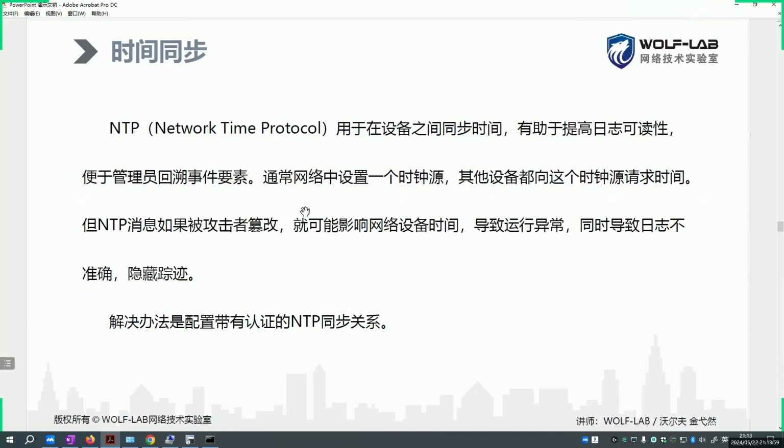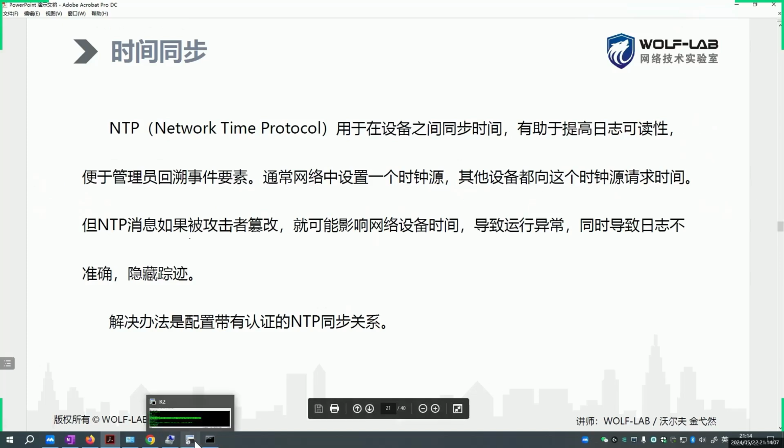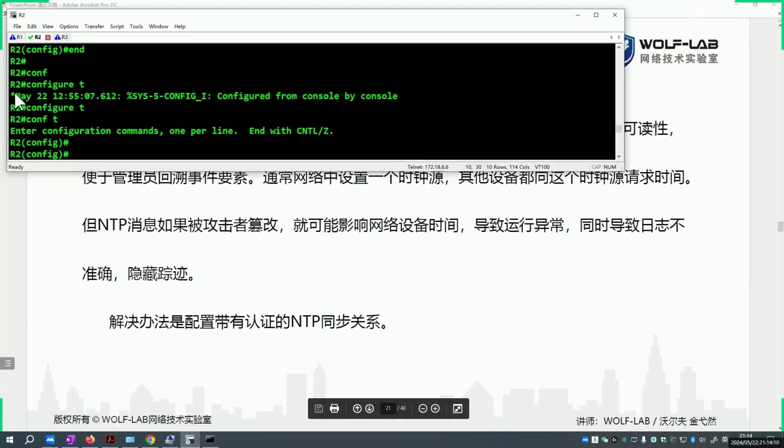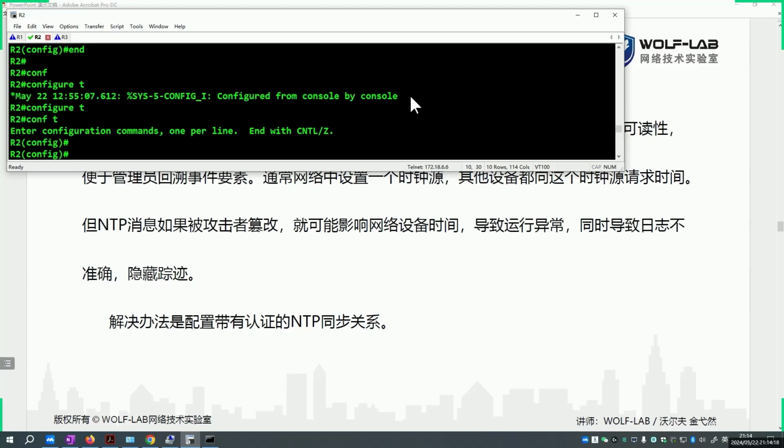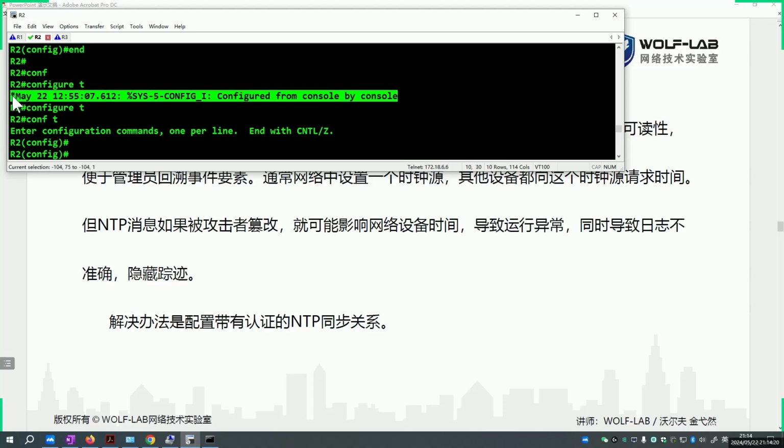In this way, all the network devices in our network will have their clocks synchronized. So the log information, we can look at it horizontally. We can look horizontally at other devices to find log information. And then, by viewing the same log information at the same time on multiple devices, we can trace back to what happened at that time.